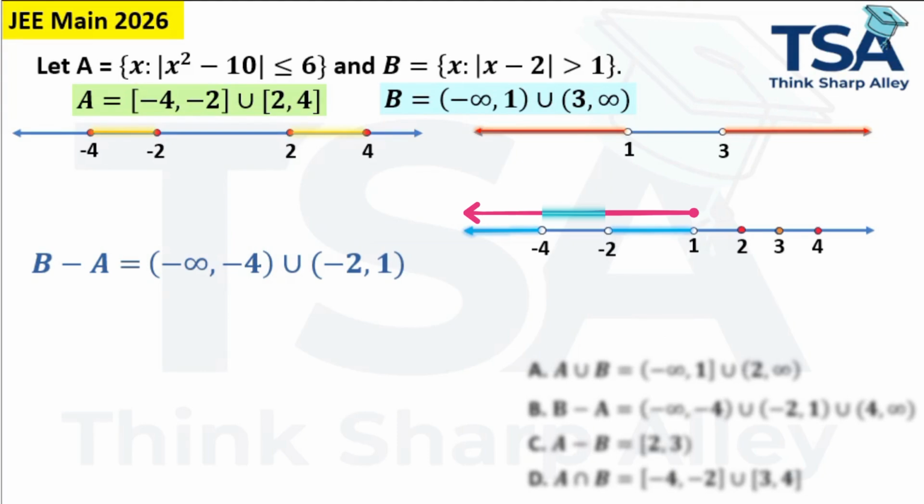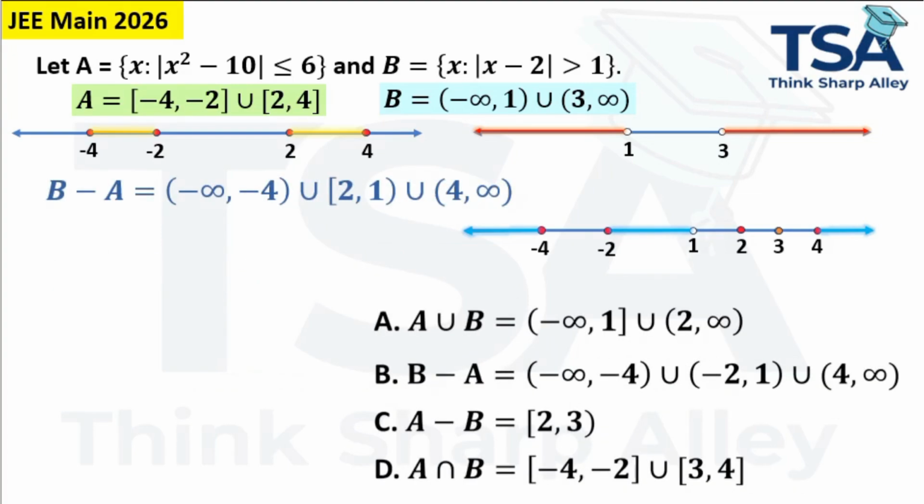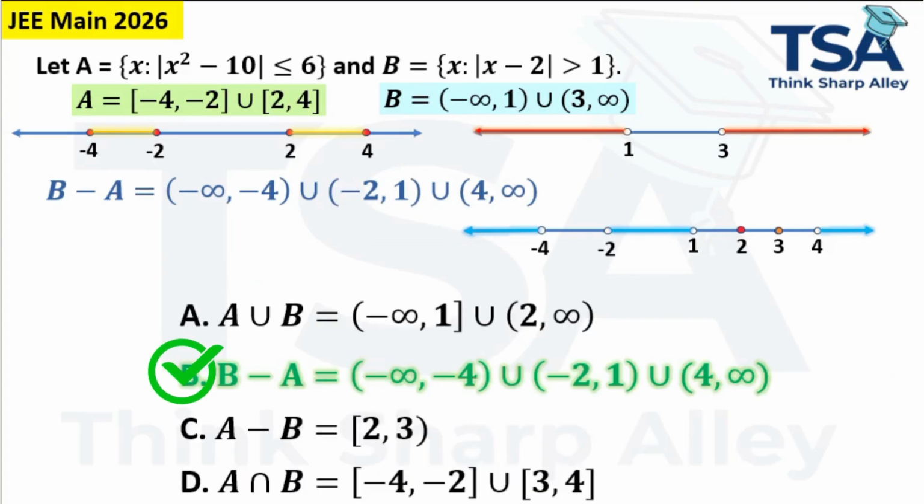Now we will subtract A's positive block, which is 2 to 4. We only need to care about the part of A that overlaps with B, which is 3 to 4. So if I subtract that part from the ray, that leaves us everything from 4 onwards. Since 4 was in A, it also gets removed, leaving an open parenthesis at 4. So the final result, when we put the remaining clipped pieces together, we get this. And there it is. Option 2 matches our calculation perfectly.